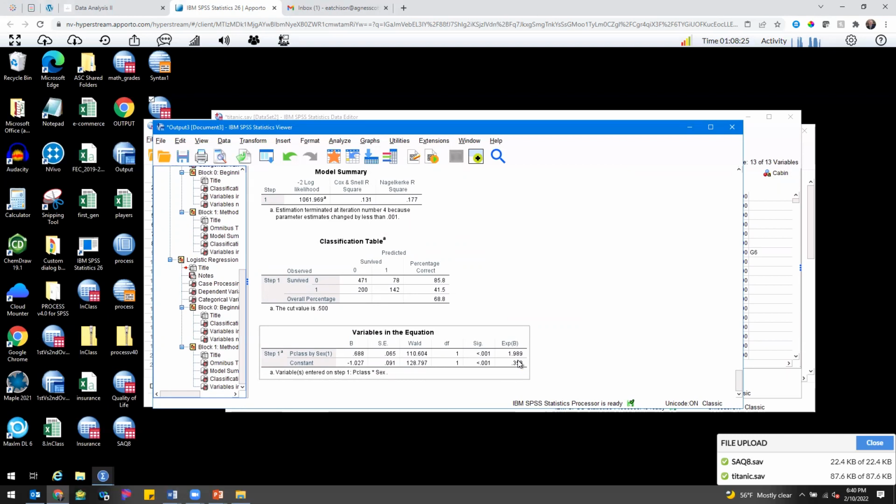Go ahead, Chris. I was going to ask you to move your mouse, but so the constant is, that's where I'm lost. What is the constant? The constant is if everything else is 0. That's all that means. It's like the linear equation, right? If x is 0, where does this line cross at y?